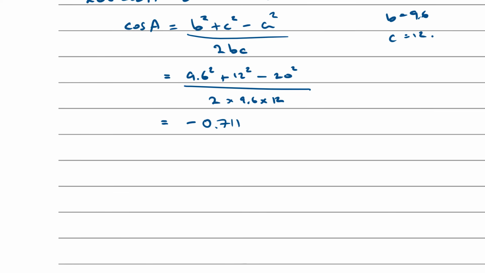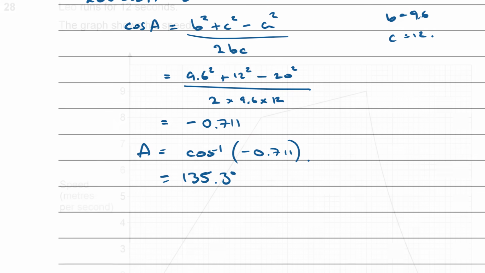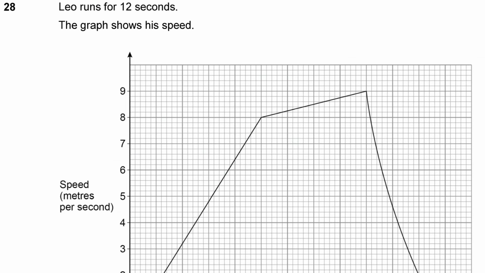But it's a cosine, so we want A, don't we? So we want to find the inverse cosine of that, then, don't we? So A is going to be the inverse cosine of minus 0.711. What's that then? So shift cos answer. Now that comes out to be 135.3 degrees.